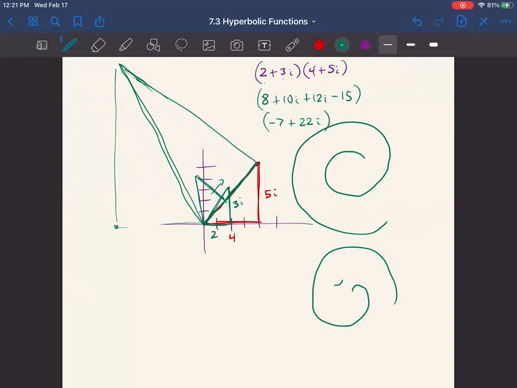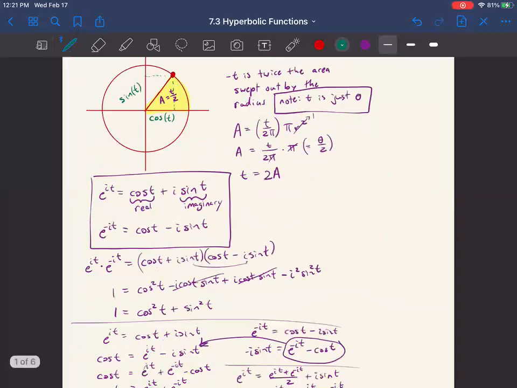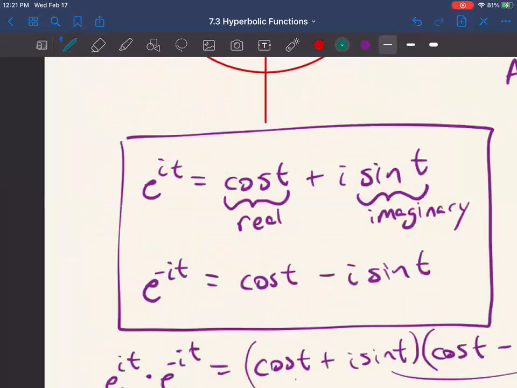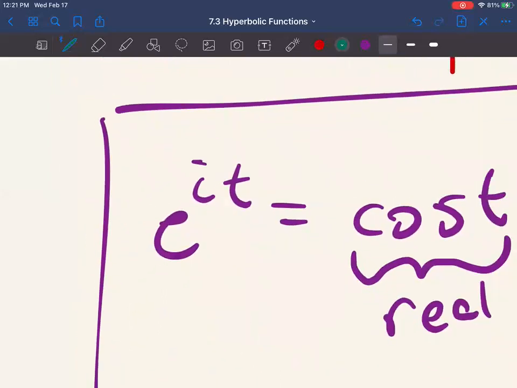Any guesses? e to the it. If you keep changing that t and keep multiplying those together, all it does is take you around the unit circle. It doesn't spiral you out. It doesn't spiral in. It just goes around itself.